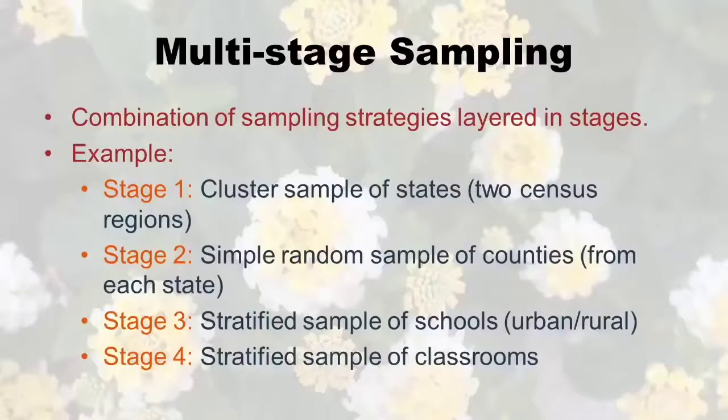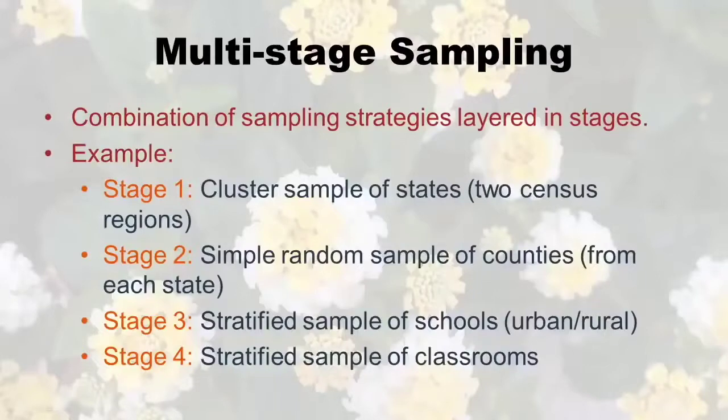So some of the counties will be totally rural, some will be totally urban, but most will have some mix. So we'll take a few schools from the urban, a few schools from the rural in stage three. From the stratified, we'll take a stratified sample of schools, from the simple random sample of counties, from the cluster sample of states. Okay, now we got our schools.